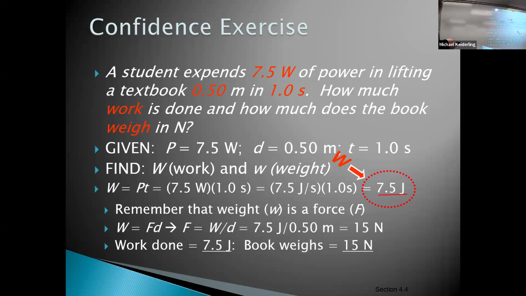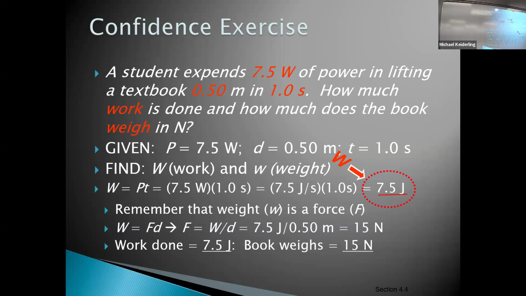So power is 7.5 watts, the distance is 0.5 meters, the time is 1 second. Work is just going to be power times time. So 7.5 watts times 1 second is 7.5 joules per second times 1 second, or 7.5 joules.